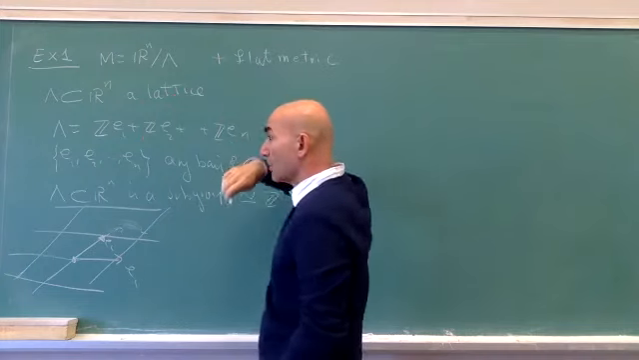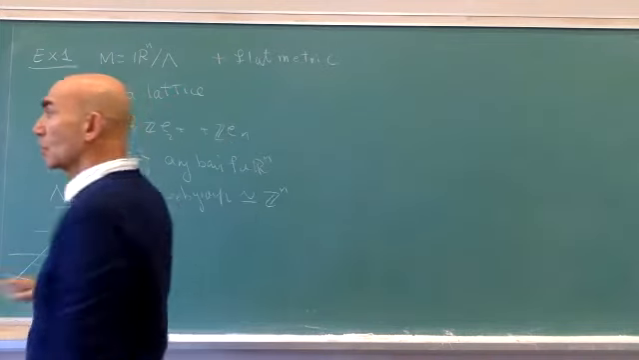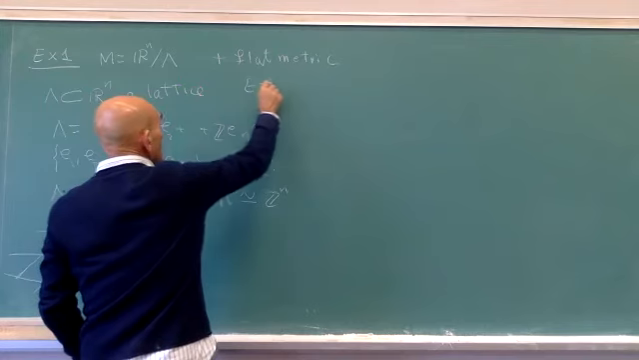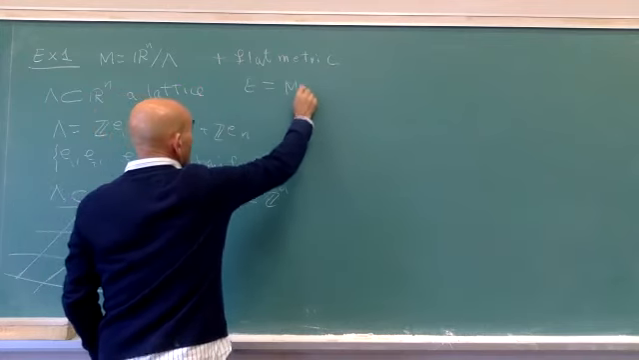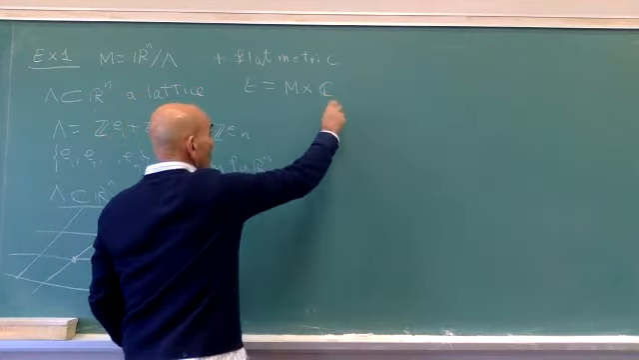Now the Laplacian. So we just take E to be the trivial line bundle over this. I mean, if you want, you can take the trivial line bundle.